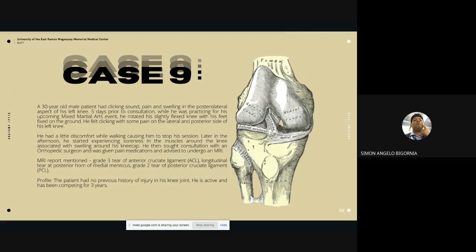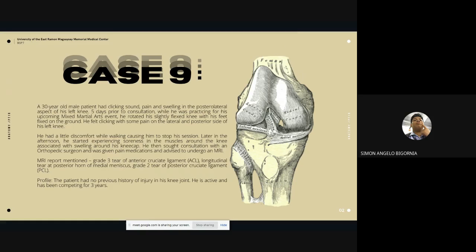A 30-year-old patient had clicking sounds, pain, and swelling in the posterior lateral aspect of his left knee. 5 days prior to consultation, while he was practicing for his upcoming mixed martial arts event, he rotated his slightly flexed knee with his feet fixed on the ground. He felt clicking with some pain on the lateral posterior side of his left knee. He had little discomfort while walking, causing him to stop his session.